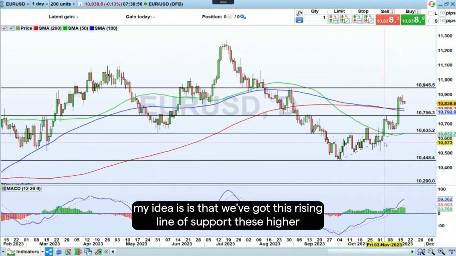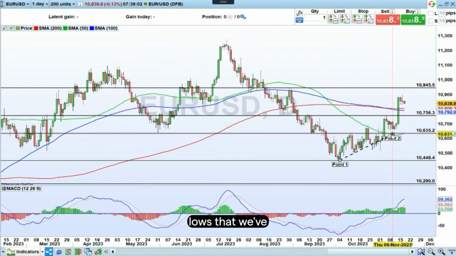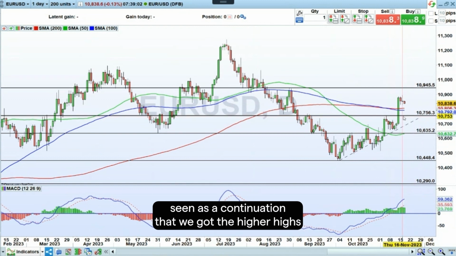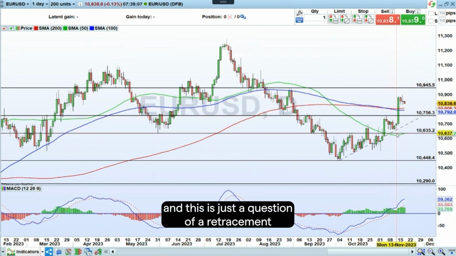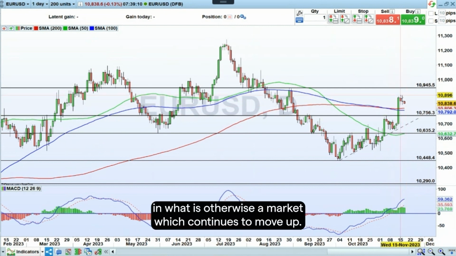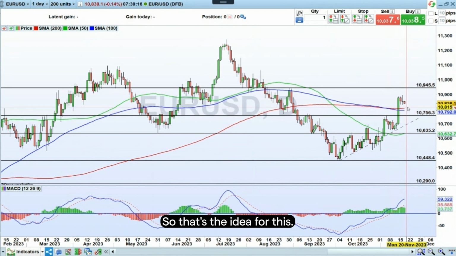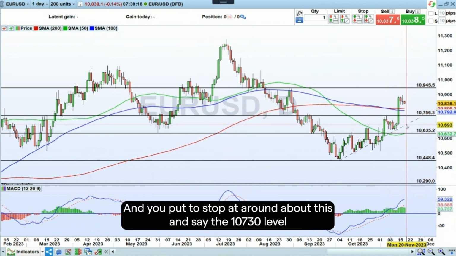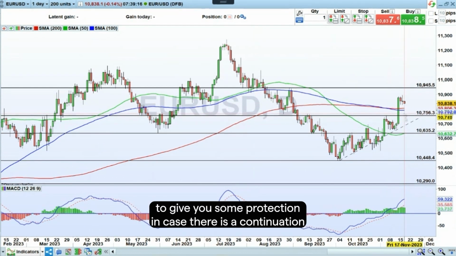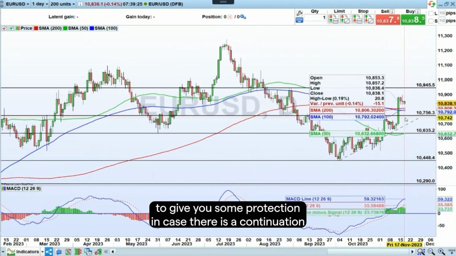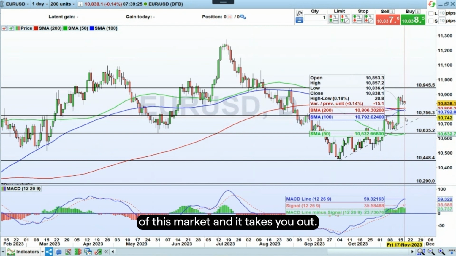My idea is that we've got this rising line of support, these higher lows that we've seen as a continuation, and we've got the higher highs. This is just a question of a retracement in what is otherwise a market which continues to move up. So that's the idea for this. And you put your stop at around about, as I say, around the 107.30 level to give you some protection in case there is a continuation of this market and it takes you out.